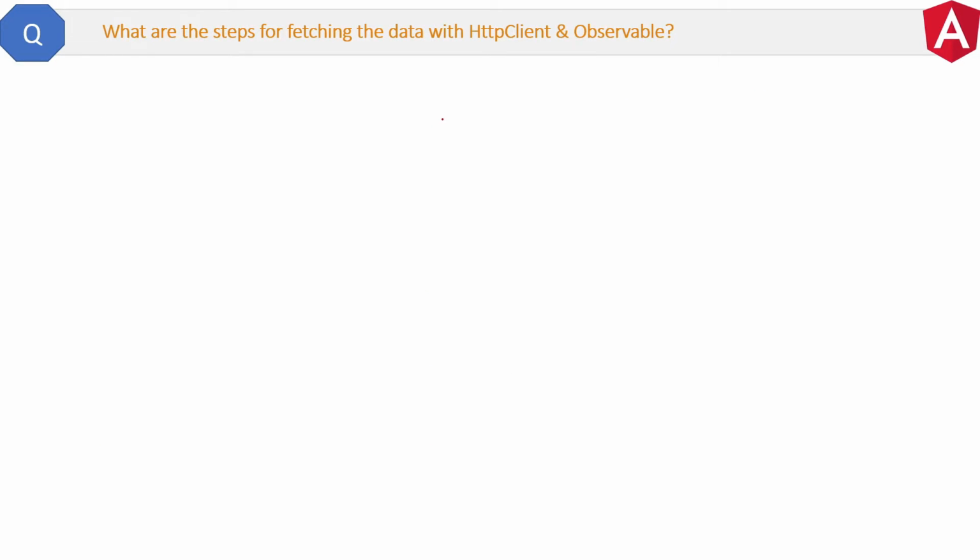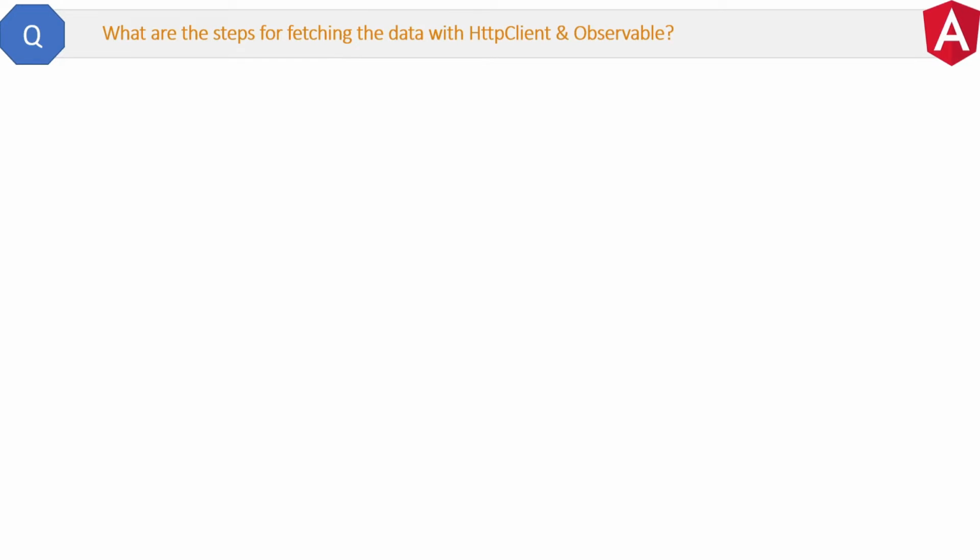What are the steps for fetching the data with HTTP client and observable? Now this is a very practical question. In 90% of projects, we will implement observable like this only. In this question, we will also use dependency injection, ng-for directive, interface and services along with HTTP client and observable. So it will give you a sense of how all these things work together.